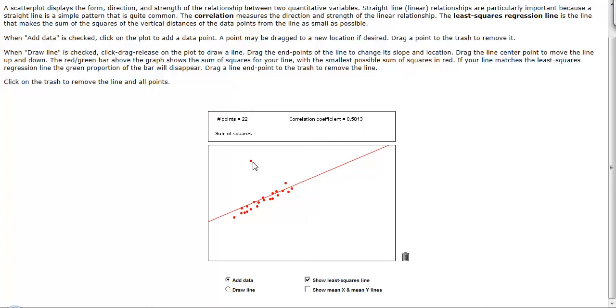This result right here would be considered influential in terms of the correlation coefficient because its y value is so much larger than all of the other y values, and the x value is in the middle of these points here. So this particular outlier is considered influential for the correlation, but notice that the regression line did not change dramatically.